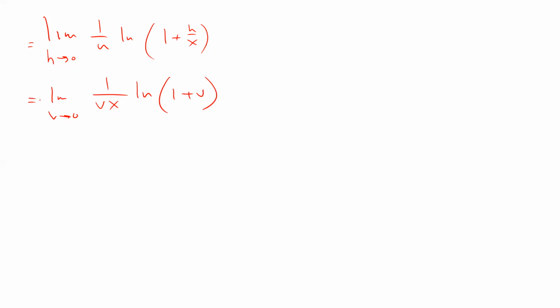Okay, let's see what we can do now. Ooh, look at this. That little X right over here, that's not part of my V stuff at all, right? So I'm going to move that 1 over X out in front completely. Now this is going to be the limit as V goes to 0 of 1 over V, ln of 1 plus V. Everyone good so far? Totally abstract. This is just moving things around.